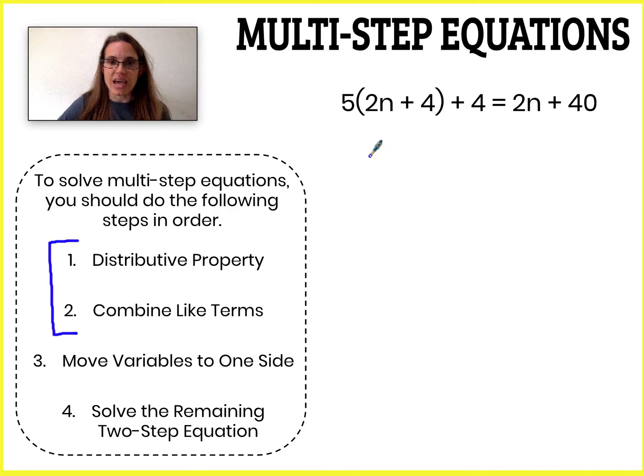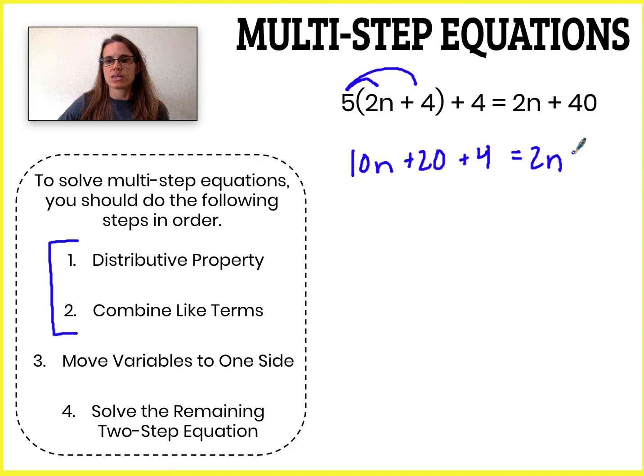The left-hand side, however, needs to be simplified. First, I'm going to use the distributive property, and then I'm going to combine like terms. Using the distributive property, 5 times 2n is 10n, and 5 times 4 is plus 20. Therefore, for the left-hand side of my equation, I have 10n plus 20 plus 4 equals 2n plus 40.